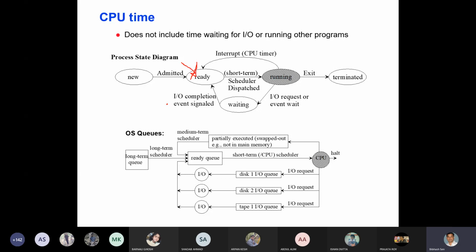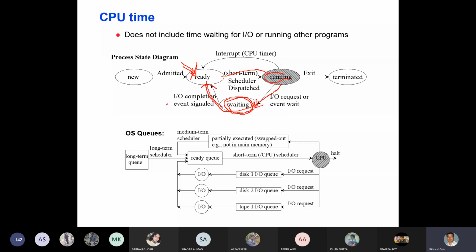During computing, sometimes it happens that a process requires some other data from another process or some memory. So it will be in a waiting state. The process will go to the waiting state, and the CPU will take another process to execute. And when the data is available, it will again knock the CPU, that the I/O completion event is signaled. Then the CPU will again handle this.